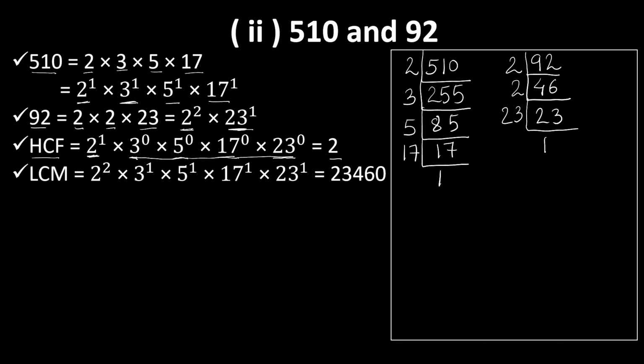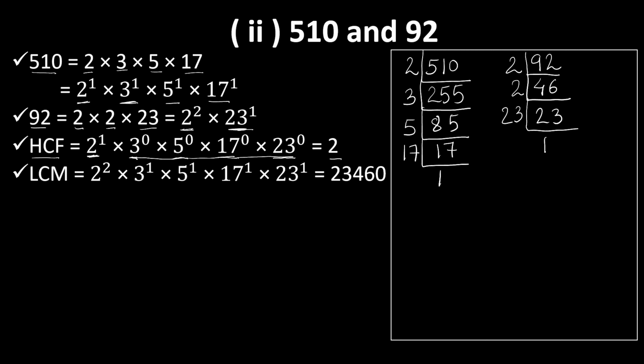Now, let's talk about what is the LCM of these two numbers. For LCM, we will be writing the highest exponent possible in the prime factorization of both the numbers. So, here we could see that for 2, the highest exponent possible in 510 is 1 and in 92 it is 2. So, therefore, we will be taking the highest exponent, that is 2. And for 3, it is occurring in 510 but not in 92. So, therefore, the highest exponent possible would be 1.